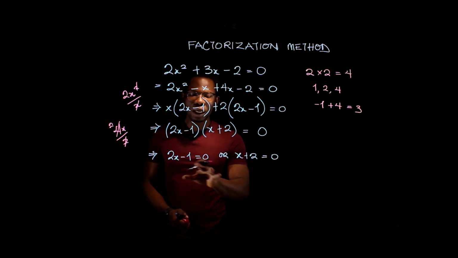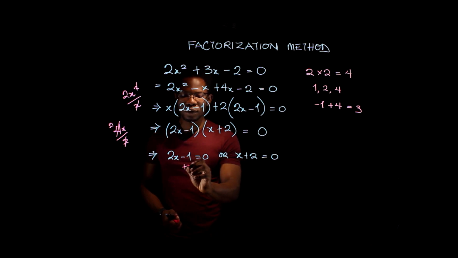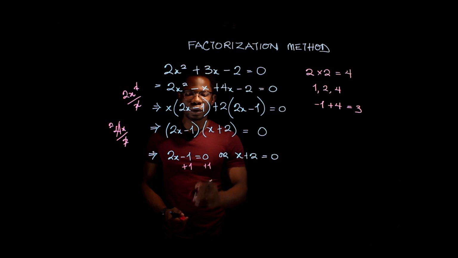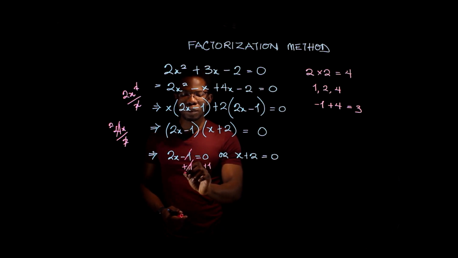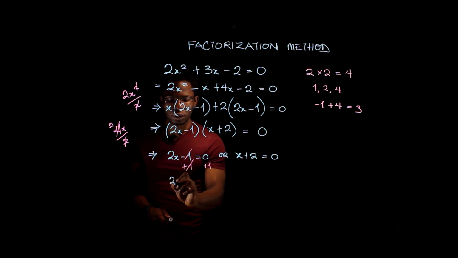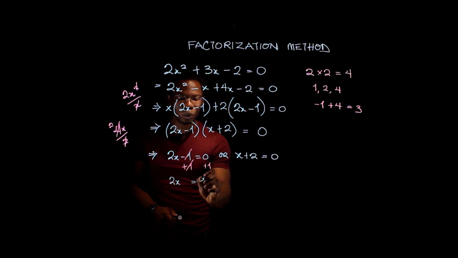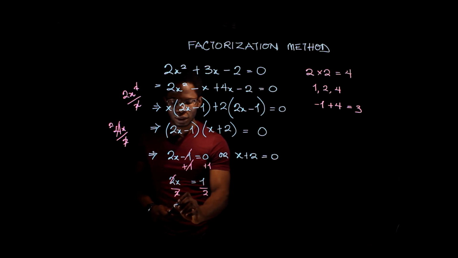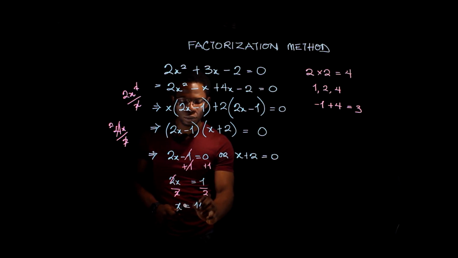For this case, if we add 1 to both sides, we have plus 1, plus 1. So minus 1 cancels out plus 1, and 2x is equal to 1. Now if we divide both sides by 2 here, 2 cancels out 2 here. So our final answer is that x is equal to half.